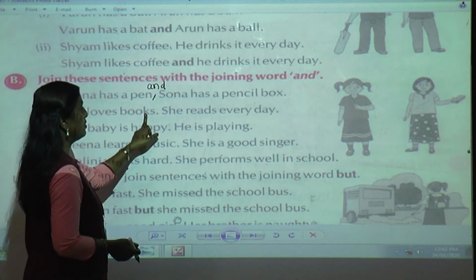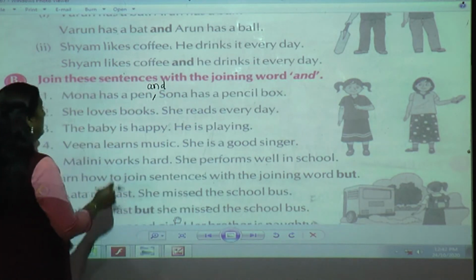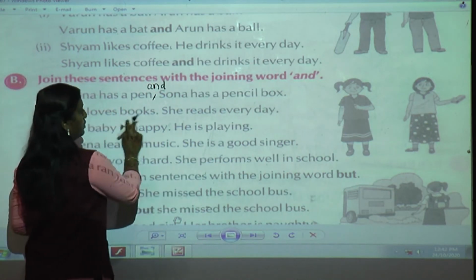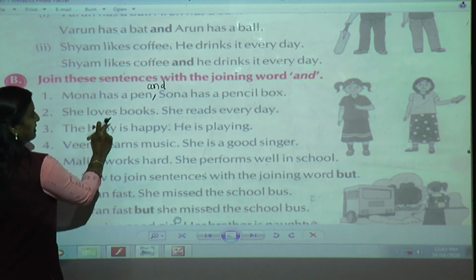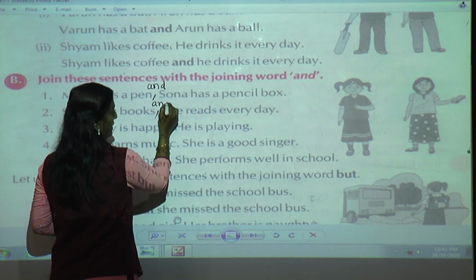She loves books, full stop. She reads every day. So what am I going to do? Exactly, first I am going to read the first sentence. She loves books, full stop. I will cut it and then I will write here a-n-d, "and".